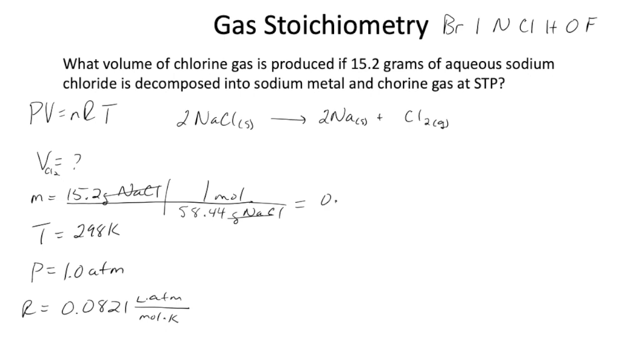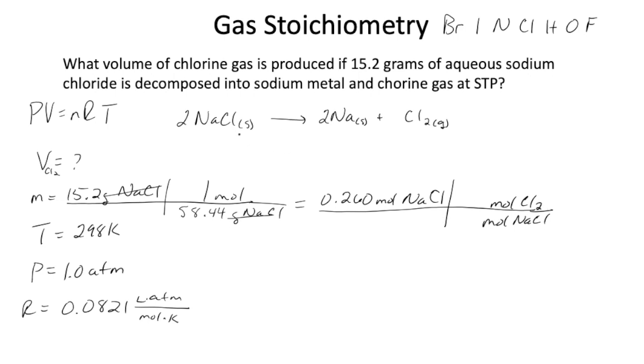And this is 0.260 moles of sodium chloride. Now that I have moles of sodium chloride, I can use this and the balanced chemical equation to see how many moles of chlorine we have. To cancel out moles of sodium chloride, I want to write that at the bottom. And then to convert to moles of chlorine, we will write that at the top.